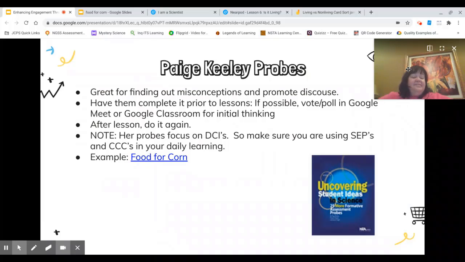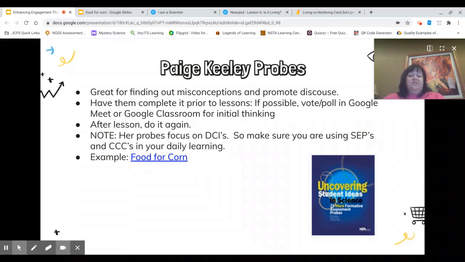We've done these in class, but I've found them very valuable in NTI. They really help me find those misconceptions quickly. I have them complete it prior to the lessons that I'm going to teach, like a pre-assessment. And if it's something like an argumentation, I'll have them vote in a poll in Google Meet or Google Classroom to see where people lie, so I can tell who's got what misconceptions. And then after the lesson, we'll do it again and see if we have different answers this time.